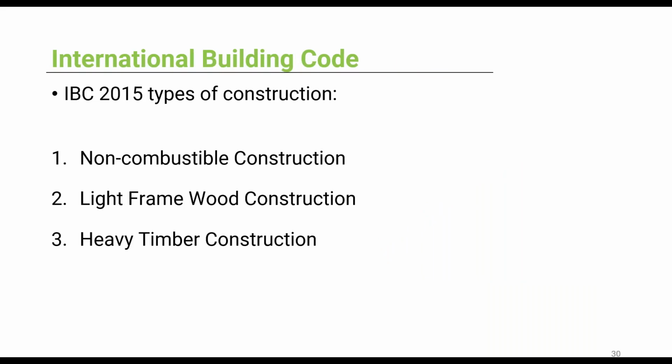So before going into the important changes to the IBC 2021, it's important to give a brief summary of the types of construction that are currently in the code. So currently we have non-combustible construction, light frame wood construction, and heavy timber construction, where the biggest changes have occurred in the IBC 2021.